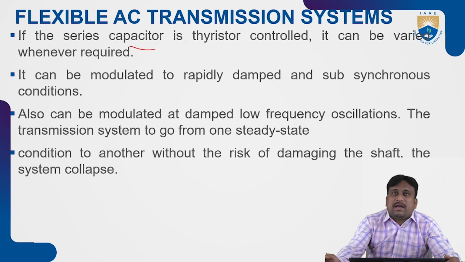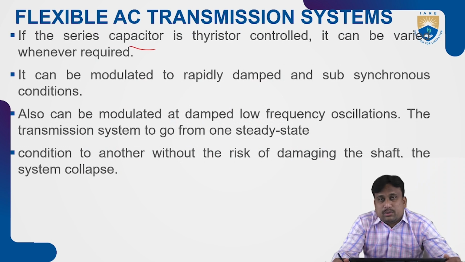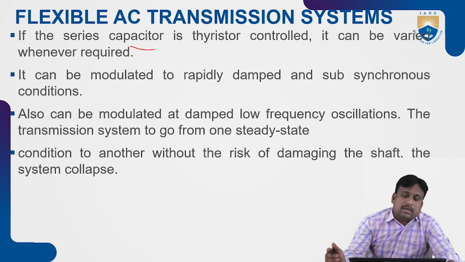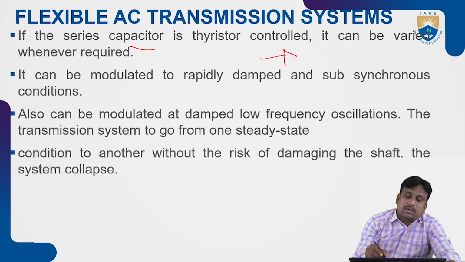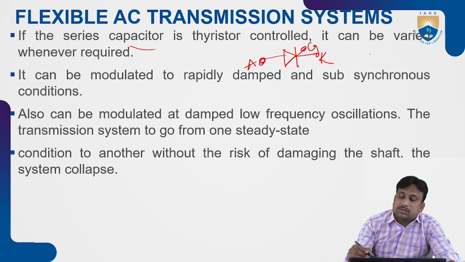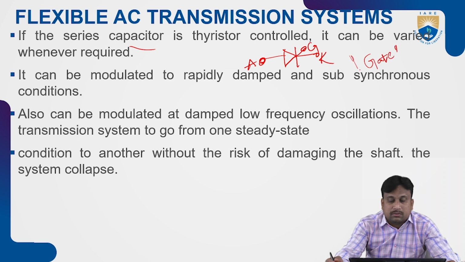So if the series capacitor is supposed to be thyristor controlled in nature, that means it is supposed to be varied when required by the gate controller. We know that a thyristor contains three terminals: anode, cathode and gate terminal. The gate control can make sure of controlling the parameters in this case. This is the gate G, this is the anode, this is the cathode. So the control action is through the gate terminal.